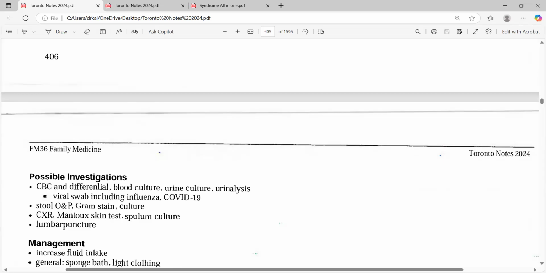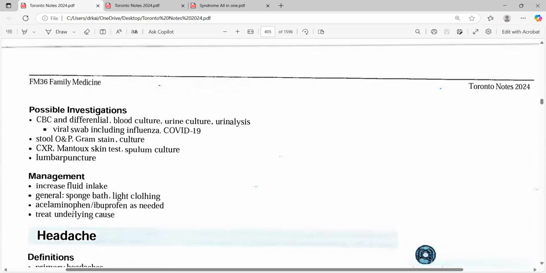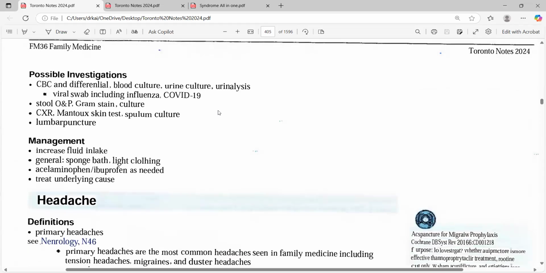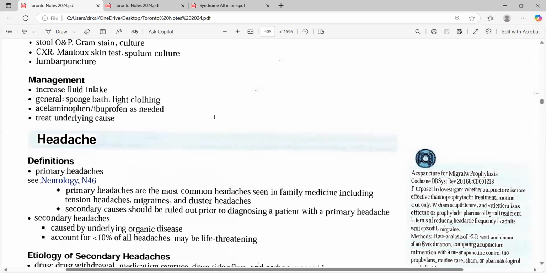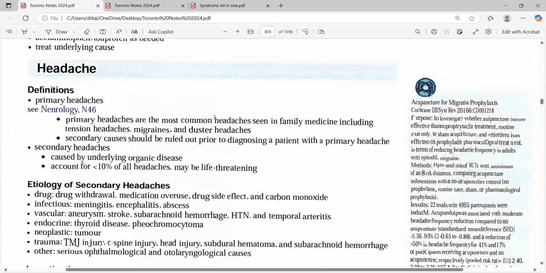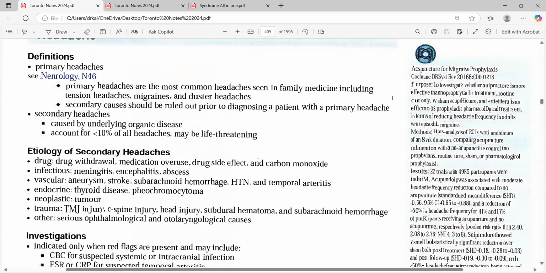CBC with differentials, then we go for stool ova and parasites, culture, chest x-ray, Mantoux test, sputum, and all of that. Increase the fluids, sponge bath, and then ibuprofen. Then comes the headache. These are very vague things; that's how family medicine is. Usually, how they come in, the answer is mainly reassurance. All you have to do is some tests, and if they come out normal, it's mainly reassurance. But at the same time, you have to see what's going on.